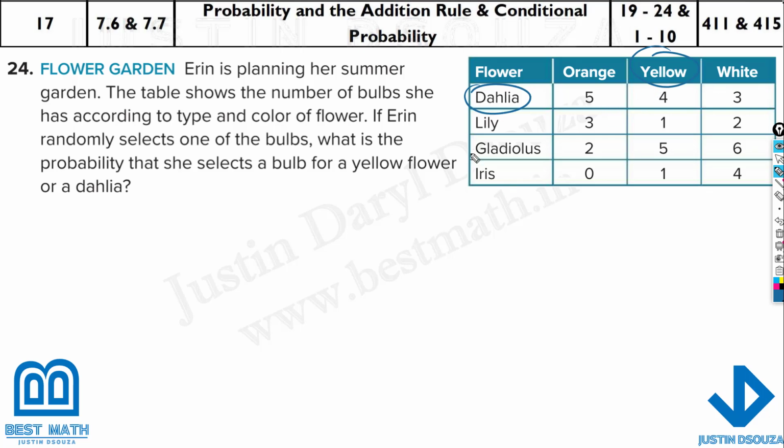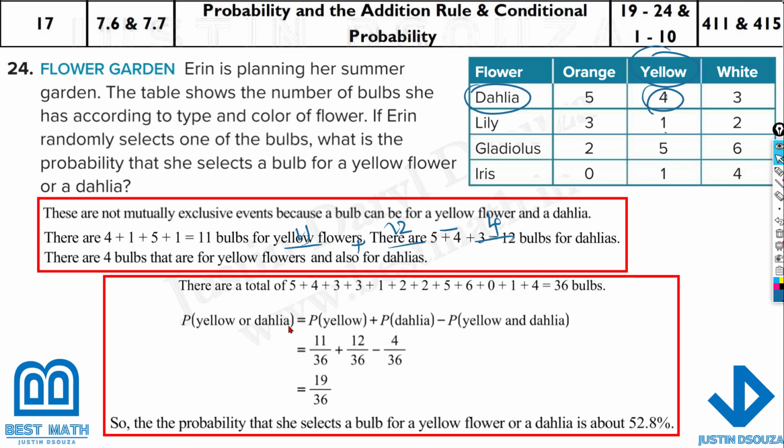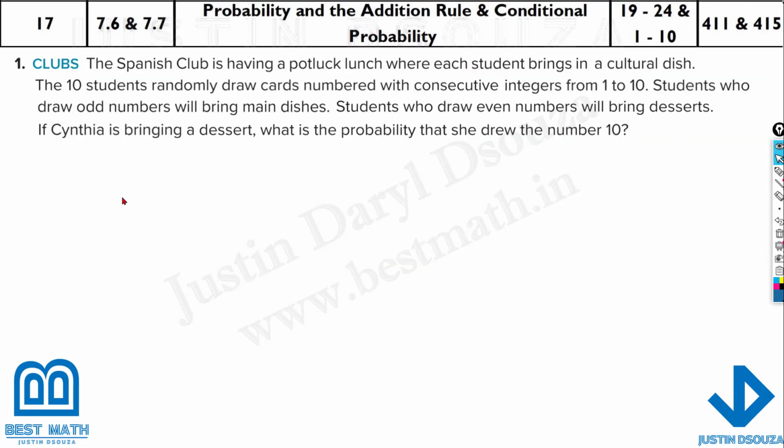Simple numbers here. Yellow, how many are there? 5, 10, 11 out of the total over here. You just have to add them all. Plus, what is dahlia? 9, 12. Minus, what is the common term? It is 4, divided by the sum of all these. Just put it in the calculator. Here we go. The sum of them is 36, so 11 by 36 plus 12 by 36 minus 4 by 36. And that's it. We move on to the conditional probability problem.